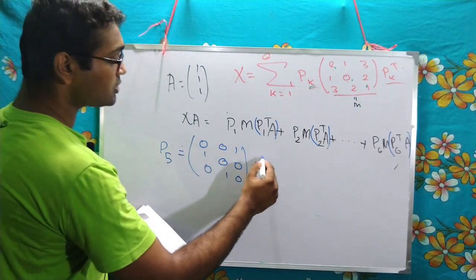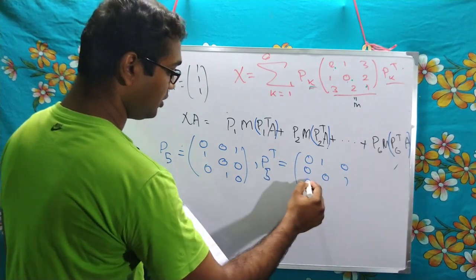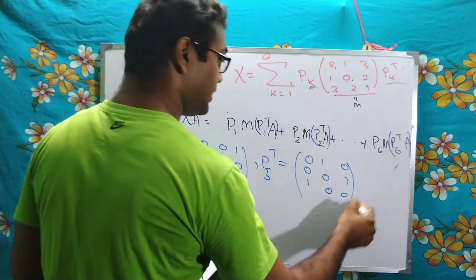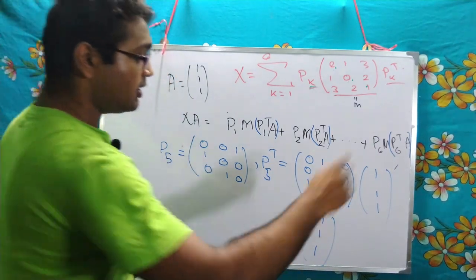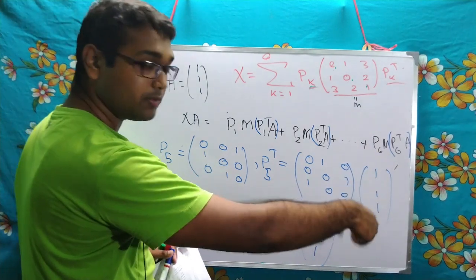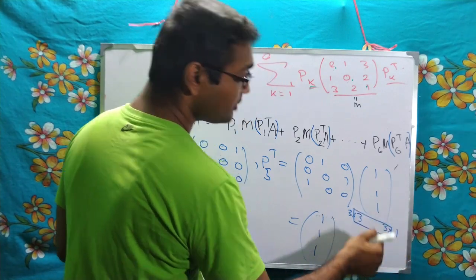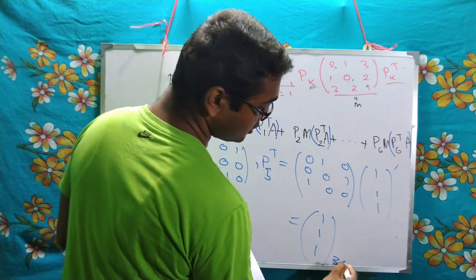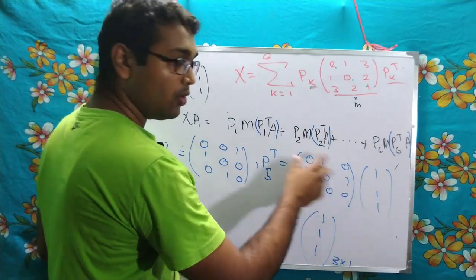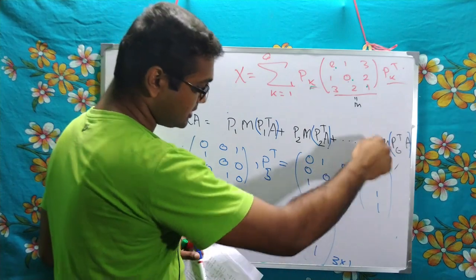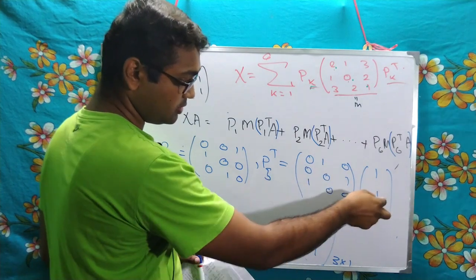If I take the transpose of P5, it will be 0, 1, 0, 0, 0, 1, 1, 0, 0. Let's multiply with 1, 1, 1. I don't have to see anything. This one will come. This is a 3 cross 3 matrix, and this is a 3 cross 1 matrix. So the final product matrix will be a 3 cross 1 matrix. It is certain. Now, what is the first row? It is 0, 1, 0. So according to the rule of matrix multiplication, here will come 1.